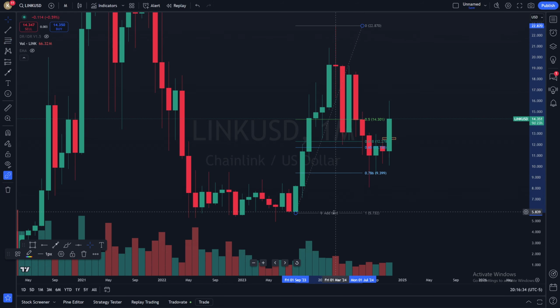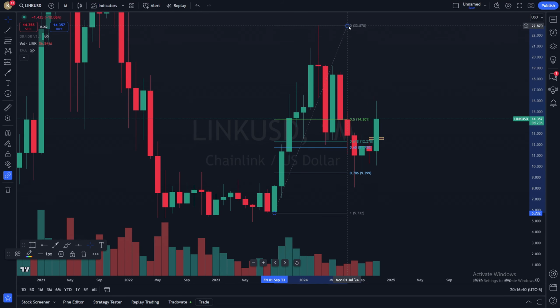I keep it very simple. You can do the swing low. I just do the leg as it's moving up. There's no right or wrong in technical analysis, boys, but there's key zones that we want to look at. So that's where we're looking at here.